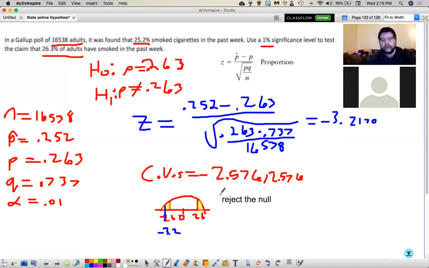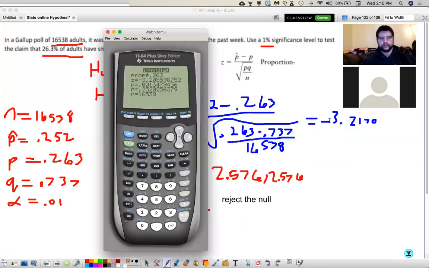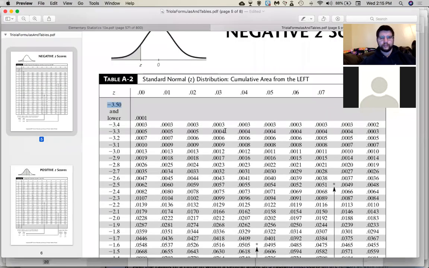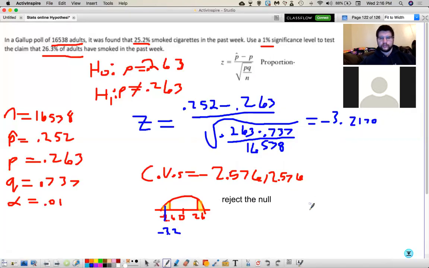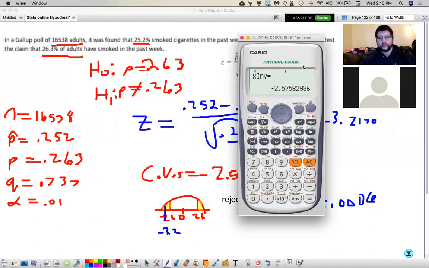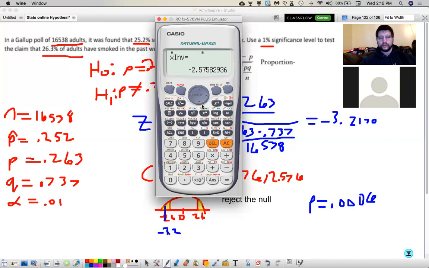Okay. We can also get the p-value. The area to the left of negative 3.2. Where are we at? Negative 3.22. So we get 0.0006 from the chart. You can also do a normal CDF to calculate your p-values. It's entirely up to you. I'll show you real quick. We should get something slightly different.